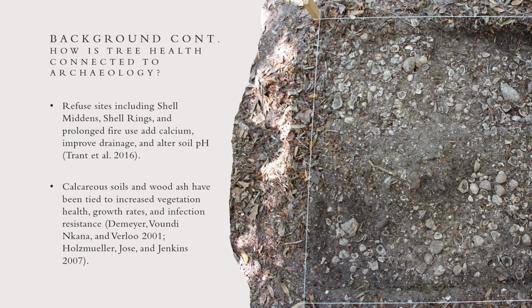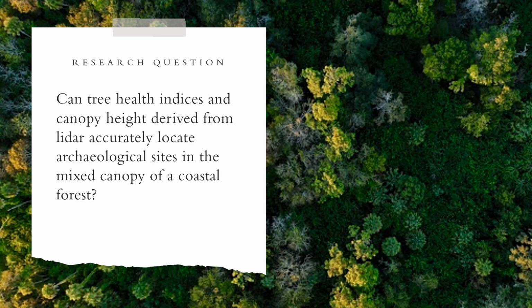So the shell rings are going to cause more calcareous soils, meaning high calcium, and the wood ash have also been tied to increased vegetation health, growth rates, basal widths, and infection resistance as well. So all of these things come into account to create my research question, because we can't always look for things in homogeneous sites. So what do you do with a mixed canopy? Can tree health indices and canopy height, on account of the tree productivity and health, derived from LiDAR, accurately locate archaeological sites in the mixed canopy of a coastal forest?